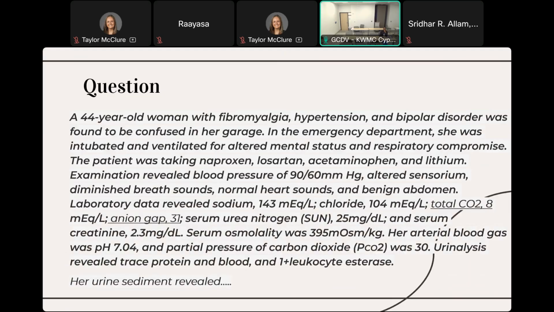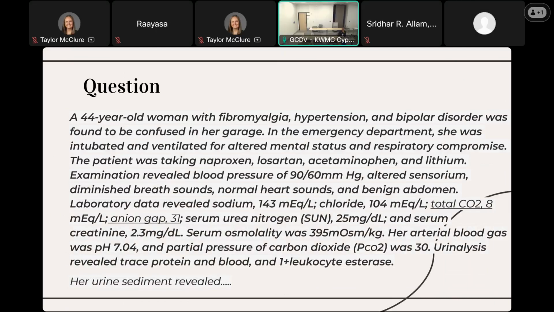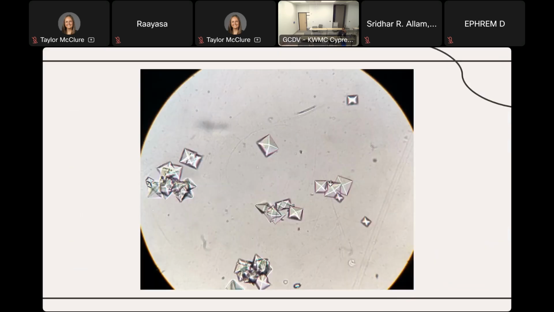Sodium is 143, chloride is 104, and bicarbonate is down to 8. The anion gap is 31, BUN is 25, and she is in kidney injury. Serum osmolarity is 395. Our arterial blood gas shows a pH of 7.04, extremely acidemic, and partial pressure of carbon dioxide is 30. The urinalysis reveals trace protein and trace blood. The urine sediment reveals this.